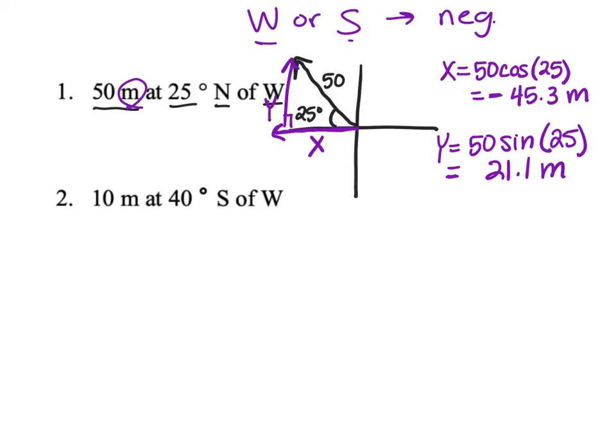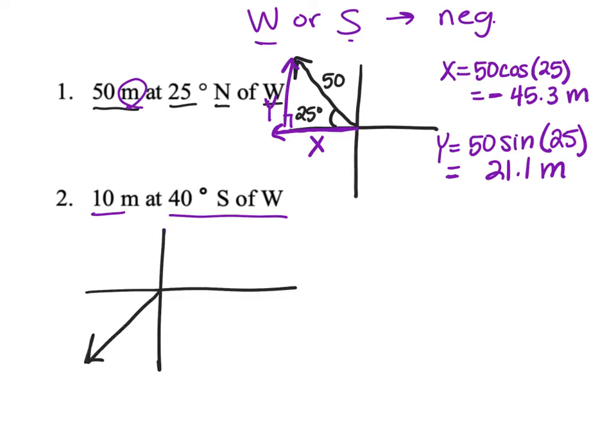For number 2, we have a 10-meter vector that's going 40 degrees south of west. So again, our first step is to draw it out. South of west means your angle is going to touch the west axis. So by 40 degrees, we're going to go below that. And then the 10 meters is your hypotenuse. Then, of course, again, you want to turn that into a triangle that encloses your angle. X is always the horizontal side, and Y is your vertical side of your triangle. Now, again, you can use sine and cosine to solve for those X and Y values.